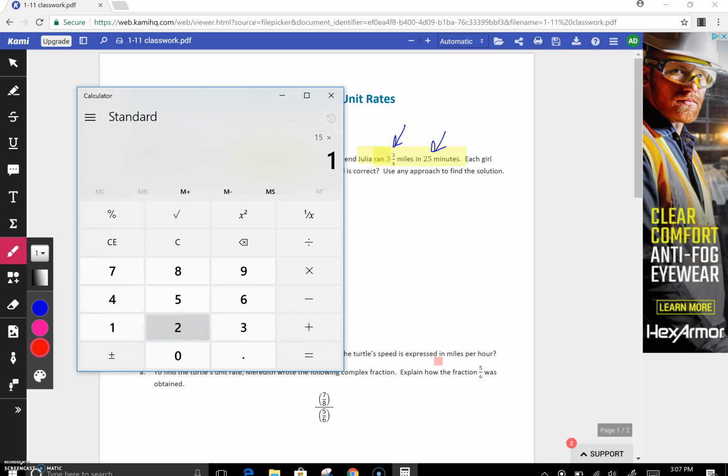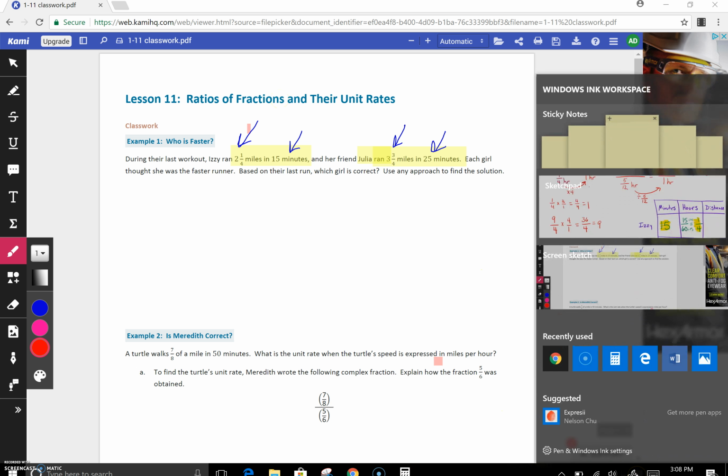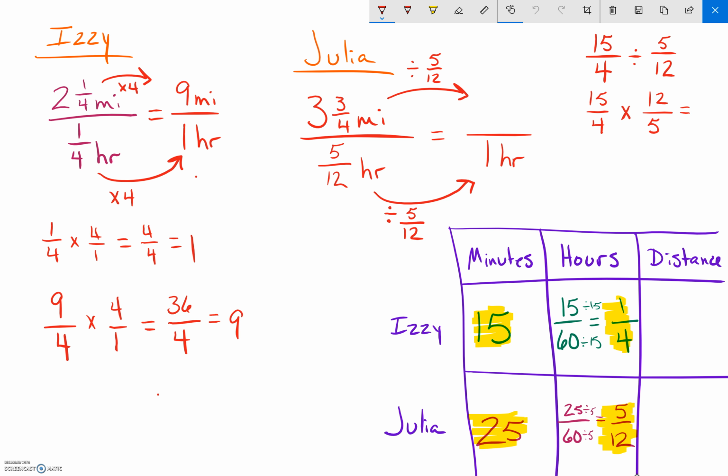15 times 12 is going to give us 180. So 15 times 12 was 180. 5 times 4 is 20. 180 divided by 20, you can just cancel out the zeros, and it's 18 divided by 2. 18 divided by 2 is 9. So when we did all that work, we're also getting 9 miles an hour for Julia.